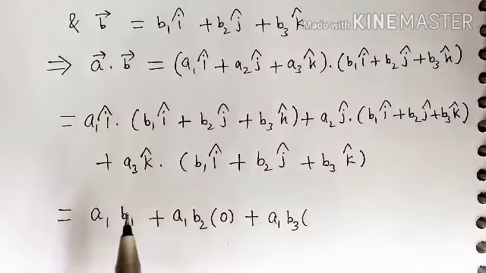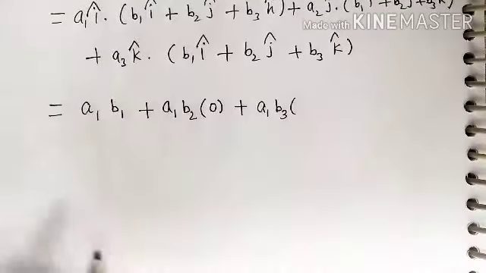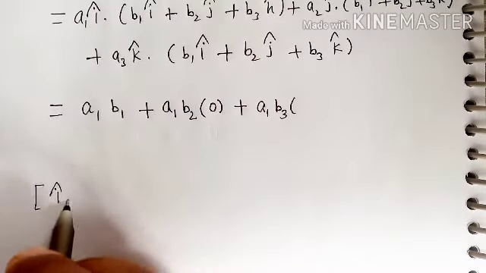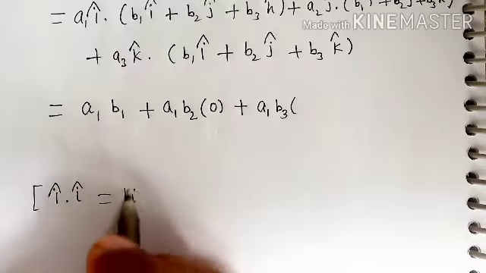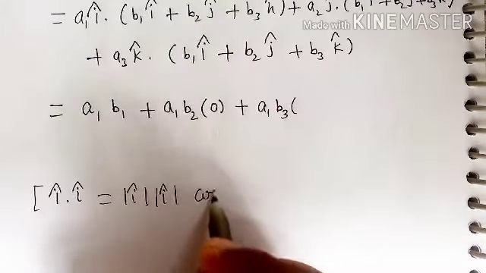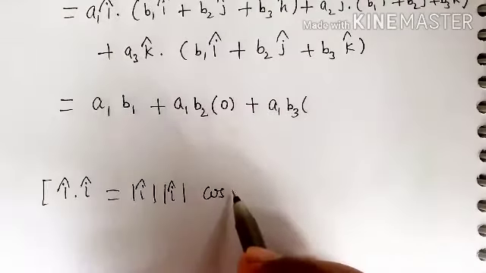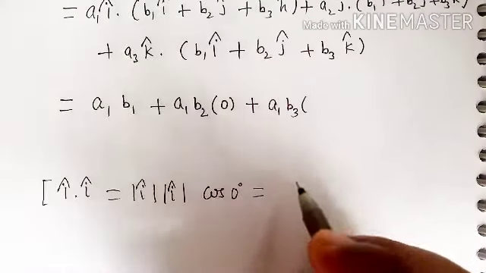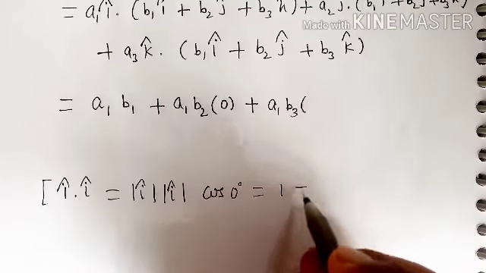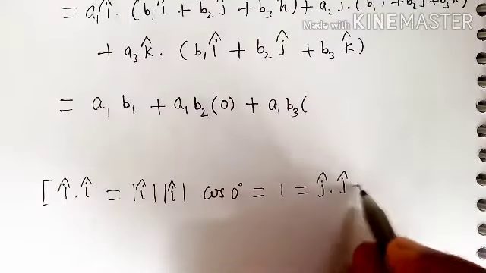i dot i is magnitude of i into magnitude of i into cos angle between i and i. We know that between same lines the angle is 0 degree. So cos 0 degree is 1. Let me write here for clarifying. i dot i is magnitude of i into magnitude of i into cos theta, where theta is the angle between i and i, which is 0 degree. So 1 into 1 is 1. This is also j dot j and k dot k.